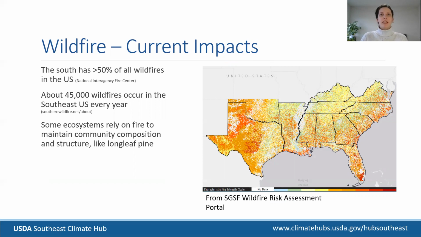Some ecosystems in the Southeast do need fire, like longleaf pine, to maintain structure and composition, which reduces competing species that are not as fire tolerant. And there are some forests in the Southeast that are not fire tolerant, like loblolly pine, and wildfires here can cause a loss of timber in the way of tree damage and mortality. And the map on the right shows wildfire risk across the Southeast, the dark areas being more at risk of wildfire than the lighter colors.